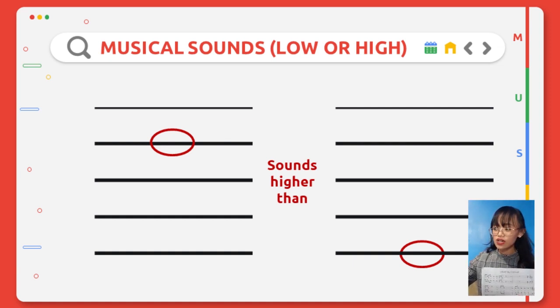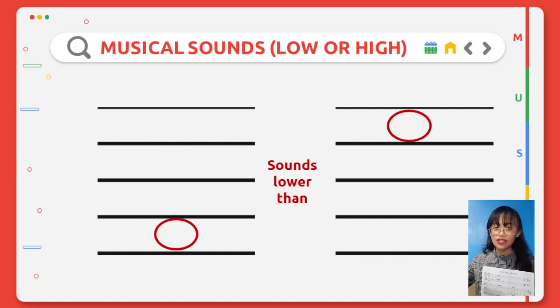Usually if the note is written on the higher line, it indicates a high tone. So if it's written on a lower line, it indicates a low note. Okay, so notes on the higher line or spaces indicate it has a higher pitch or sound than those on the lower lines and spaces. So on my next slide, the note on the first staff sounds lower than that note on the second staff. Okay, so I hope that is clear.